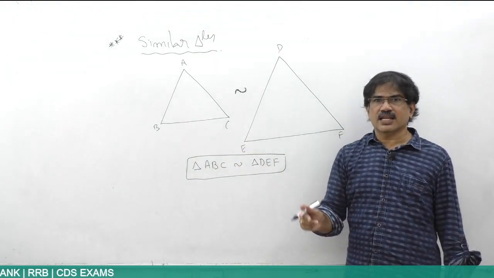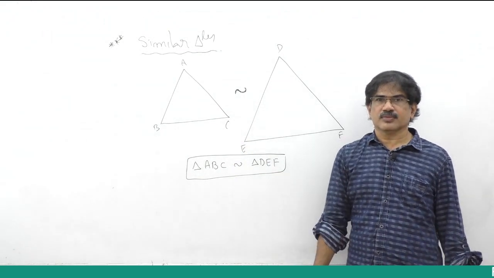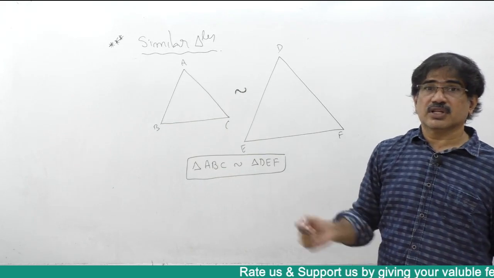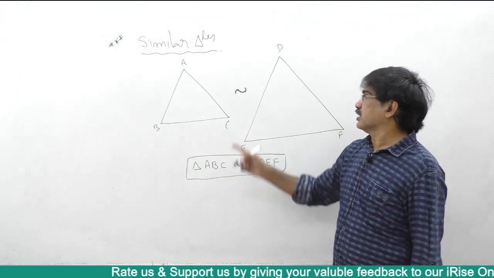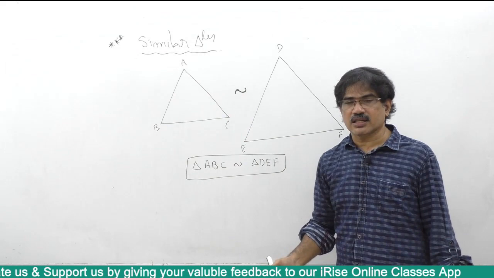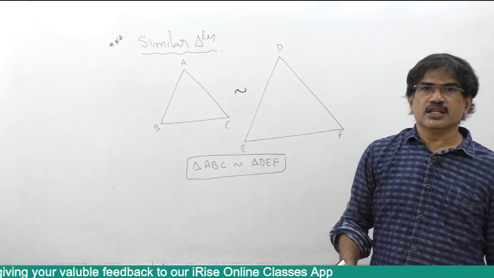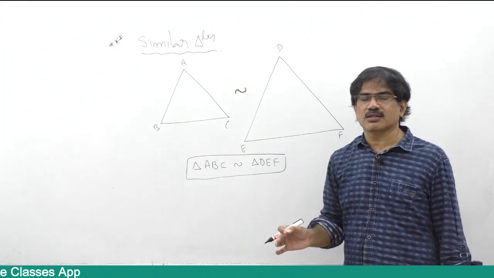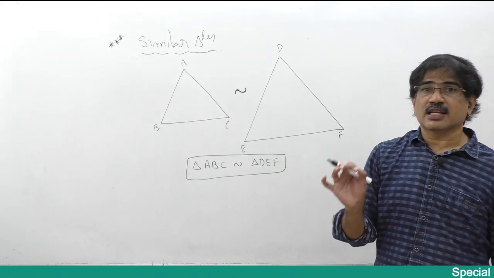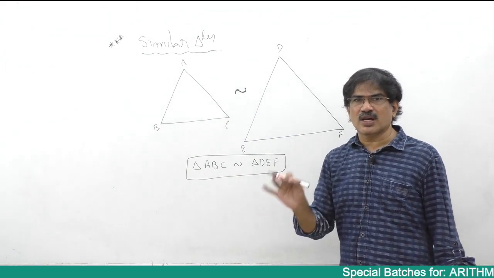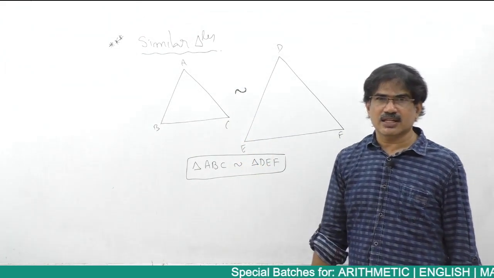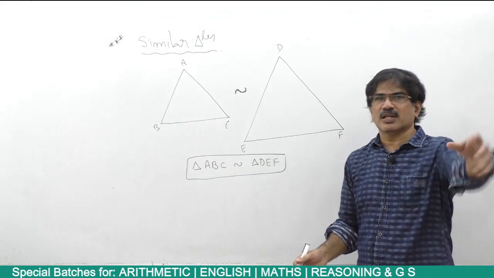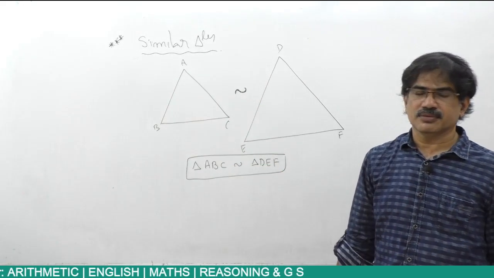If two triangles have the same shape but different sizes, we say that they are similar triangles. Not only triangles, if any two diagrams have the same shape, then they are called similar diagrams. Circles are always similar, squares are always similar. Not only in 2D, in 3 dimensions also, spheres are always similar, cubes are always similar.